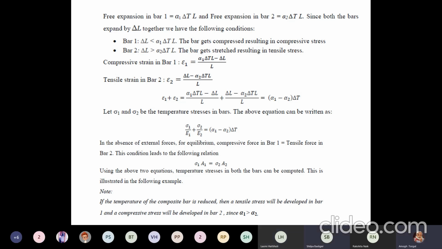Strain is equal to stress by Young's modulus. Very correct. Absolutely correct, right? So strain is equal to stress divided by Young's modulus. Now, I have used the same thing here.